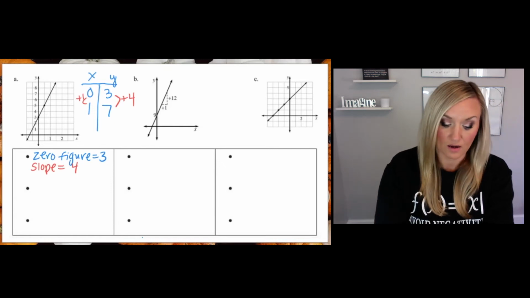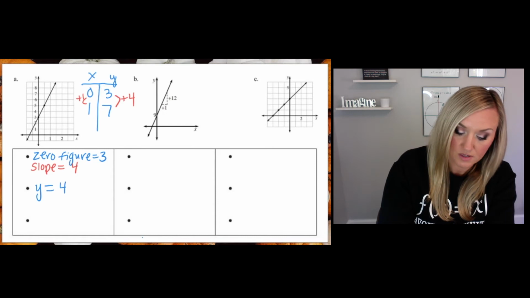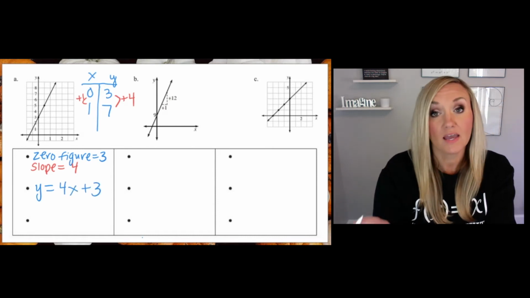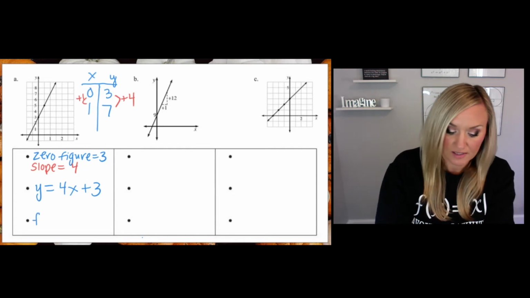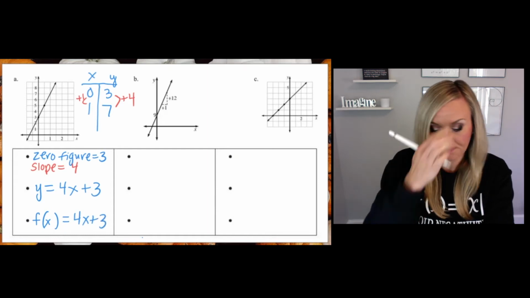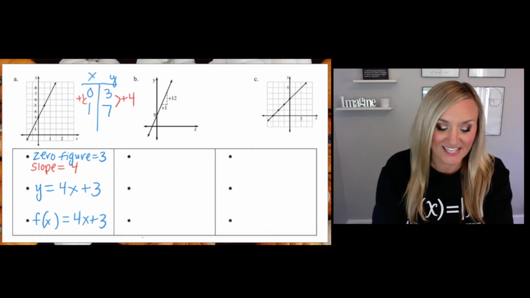And we can now write the equation. So the equation is y equals 4x plus 3. And it is a function, and so we can write it in function notation of f of x equals 4x plus 3. Okay, so let's go ahead and look at the next example.